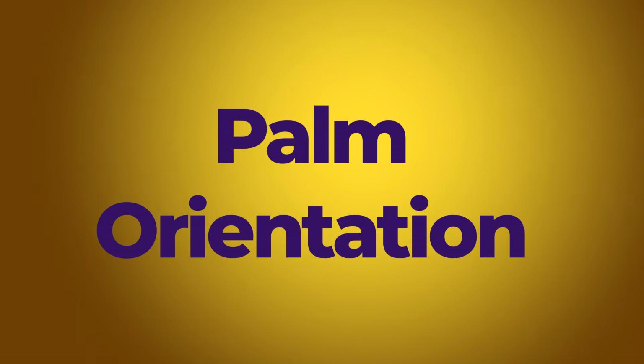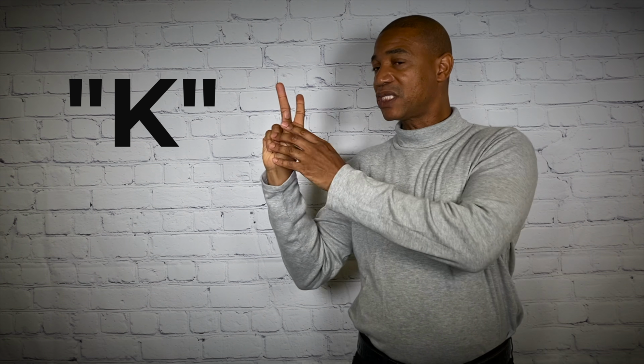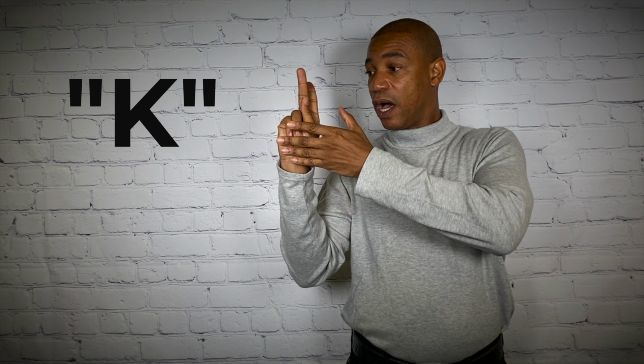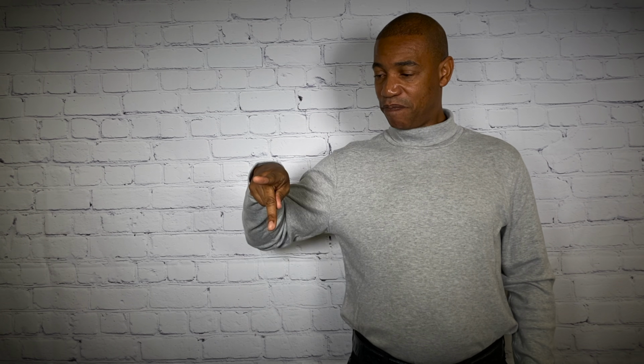Now let's talk about palm orientation. This is going to be a very simple one. This is the letter K. Notice how my palm is facing outward. Now, if I take that palm and I do it downwards, it's no longer the letter K, it's the letter P. K and P.